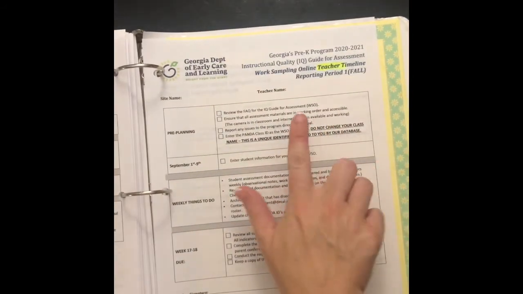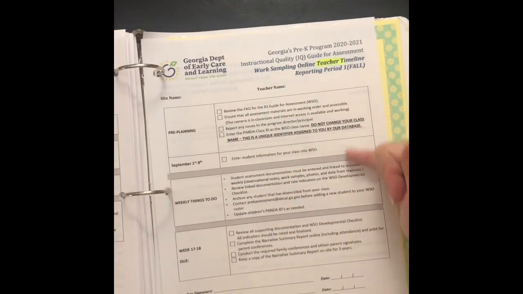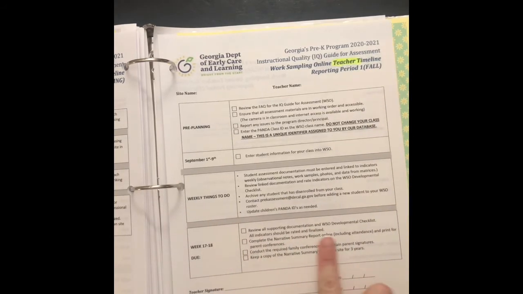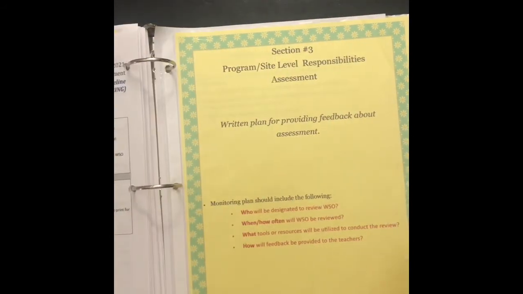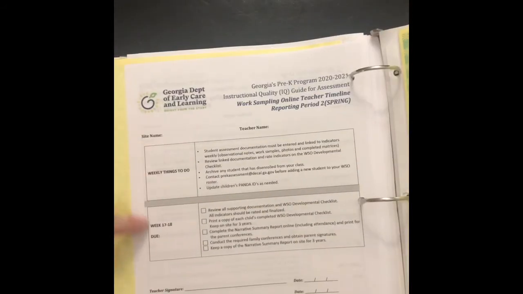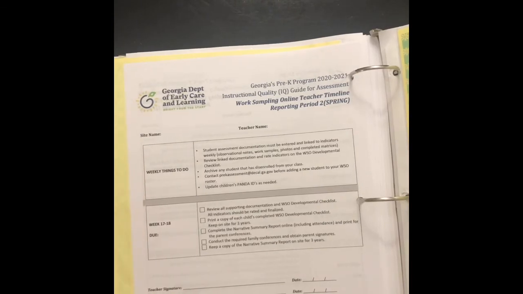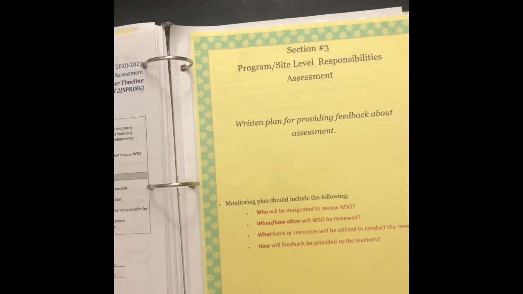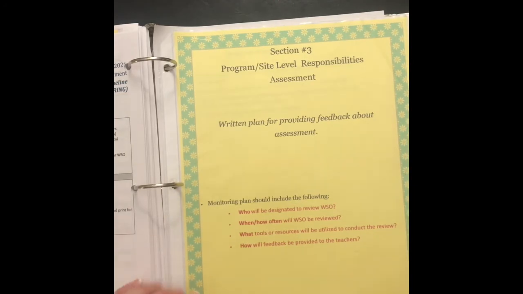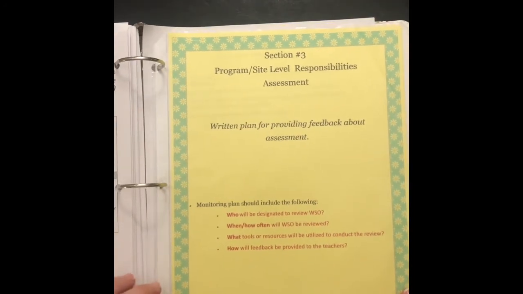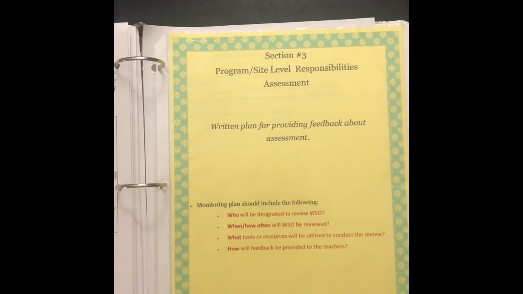There is one for the teachers for the fall that outlines their weekly things to do and the things they have to do at the end of the rating period. And then here's the teacher's IQ guide for the spring as well. The very last item that you have to think about as a project or site director is how are you going to monitor assessment. So you need a monitoring plan for assessment. That will include who will be the designated reviewer, when and how often will WSO be reviewed, the tools or resources that will be utilized, and how feedback will be provided.